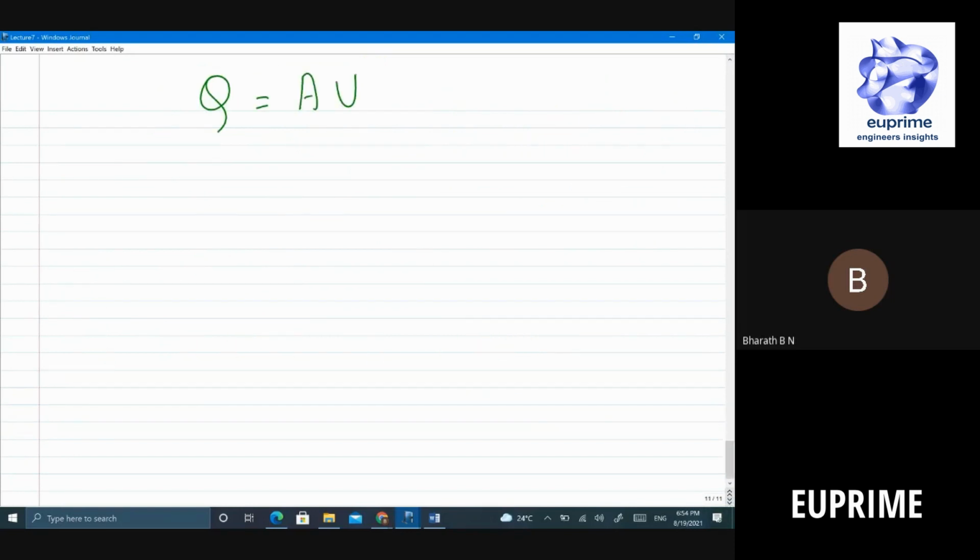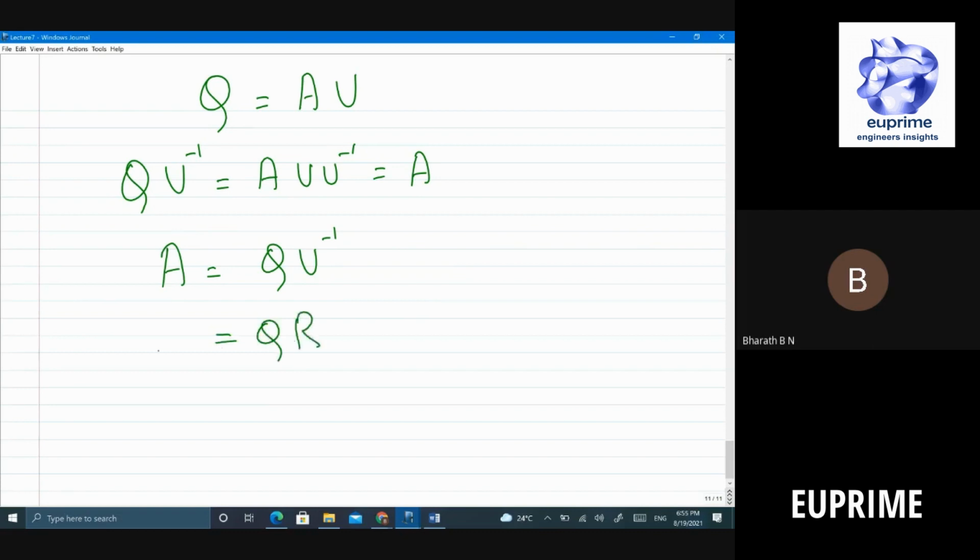Right? This is what you get. So what I'm going to do is multiply by U inverse on both sides. What do you get? This will be A, right? So A will be Q U inverse. What is U inverse? Lower triangular matrix, right? Or I'll write this as Q times R. Okay, so this is called QR decomposition.